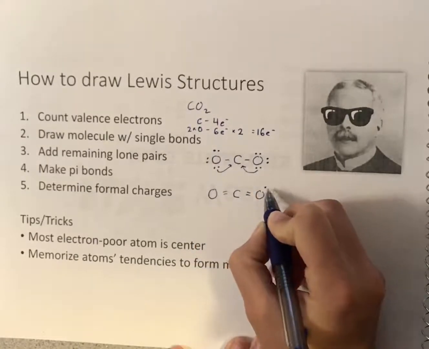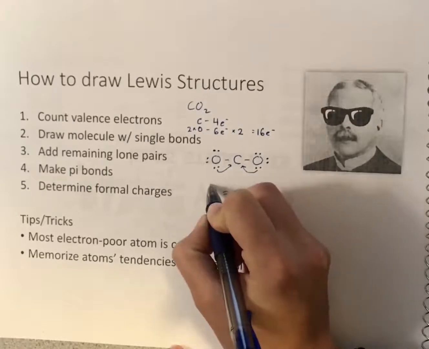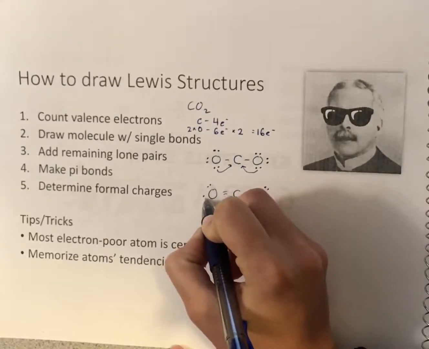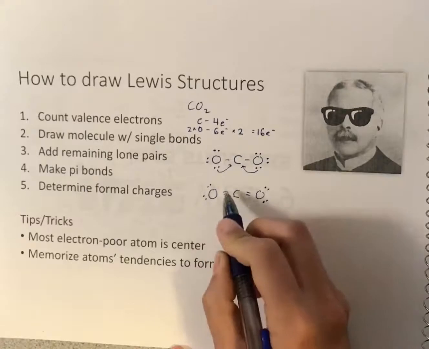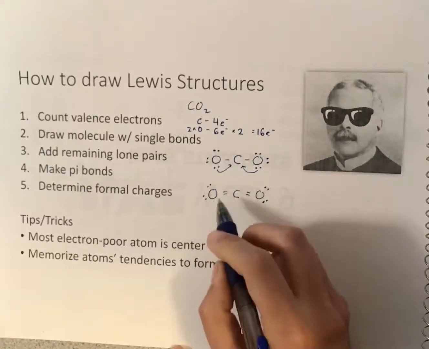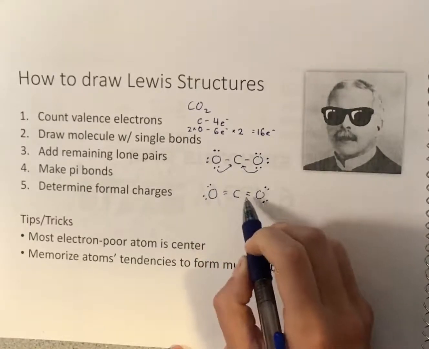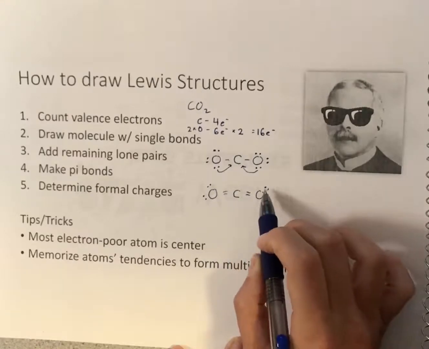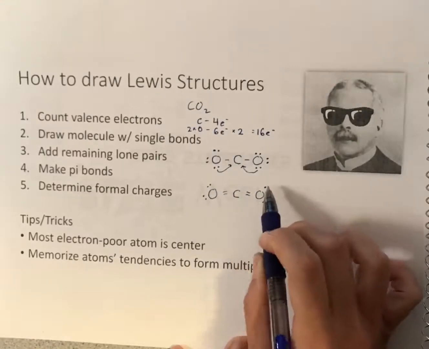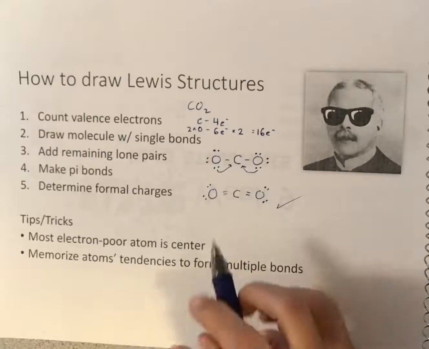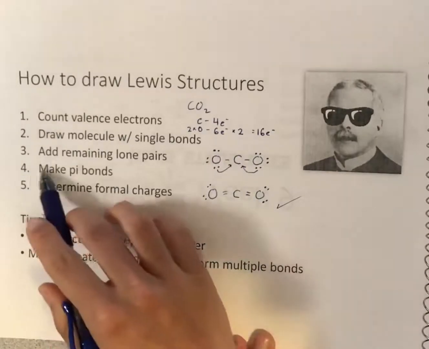So now we just have 2 lone pairs and 2 lone pairs. So that makes 1, 2, 3, 4, 5, 6, 7, 8 on this oxygen, 1, 2, 3, 4, 5, 6, 7, 8 on this carbon, and 1, 2, 3, 4, 5, 6, 7, 8 on this oxygen. So this one's good. So that's what this step is.